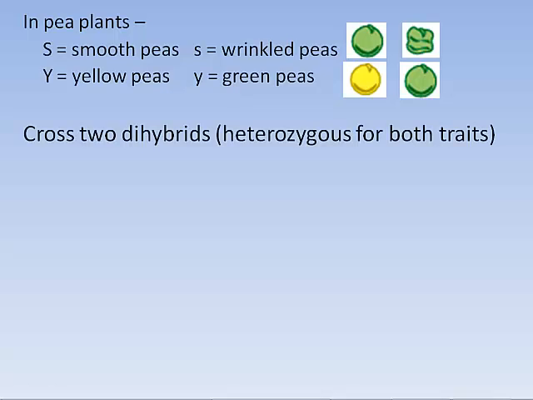Okay, so let's look and see how we would cross two plants that were hybrid, that were heterozygous for both of these traits. Two plants that are dihybrids. Alright, this is what their genotype would look like. They're hybrid for whether they're smooth or wrinkled, and they're hybrid for whether they're yellow or green. Now we just show one of the parents here, but both parents would have exactly the same genotype.